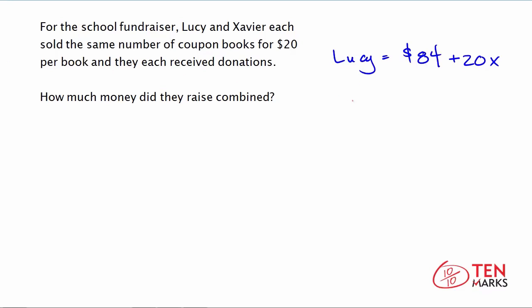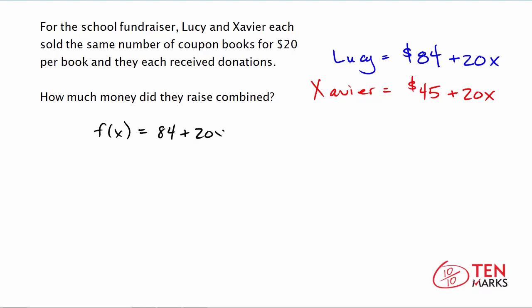Now let's talk about Xavier. How much did he receive in donations? Well, Xavier received $45 in donations, and he sold the same number of coupon books, so you would have the same term here, 20x. So let's just define these as functions. Lucy will be f of x, and that means f of x equals 84 plus 20x. And then Xavier will be g of x, and g of x is 45 plus 20x.